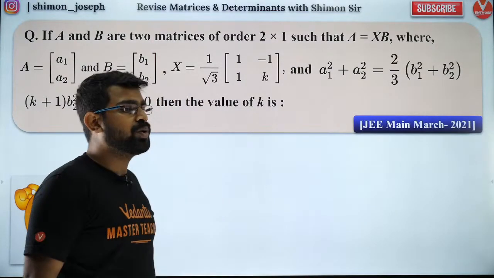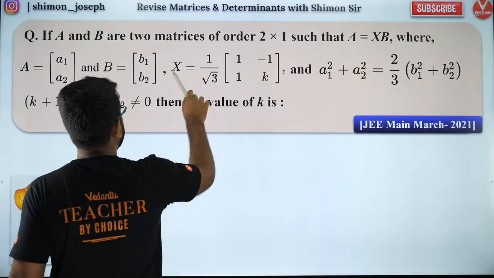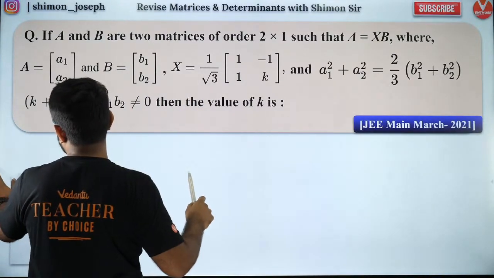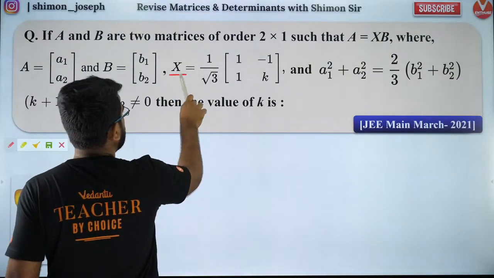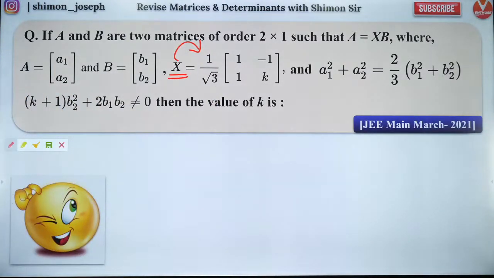Okay. So guys, X is not a scalar, X is also a matrix. Matrix X is given over here, right? So please have a look at it. I have given you what X is over here. X is a 2 cross 2 matrix.